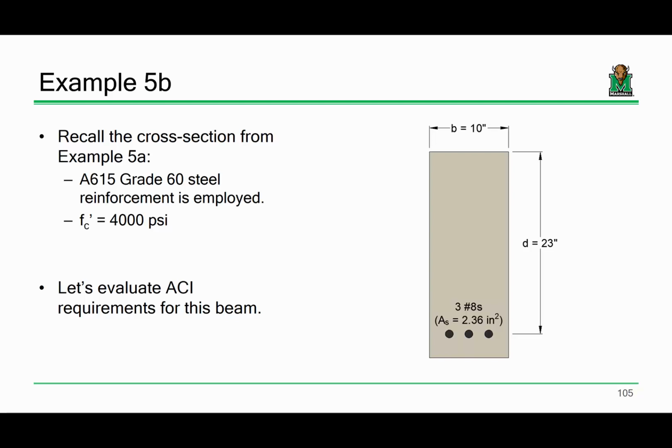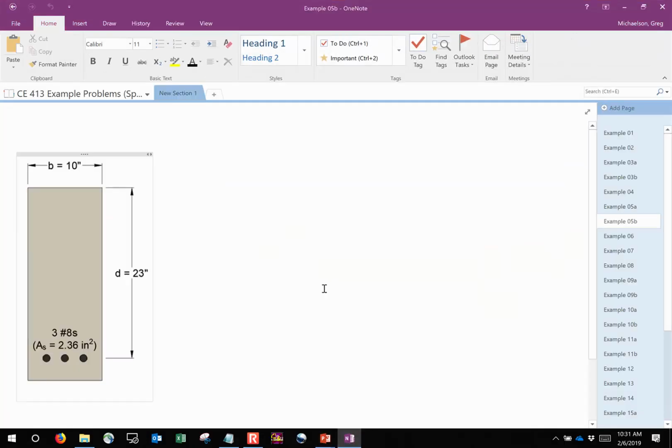All right, what I want to do is this. I want to take the problem that we looked at last time, and I want to go through these ACI limit checks. Very simple, very straightforward, but I want to go through this so that we're all clear on what's going on. Sound good? Now, okay, so here's the beam.